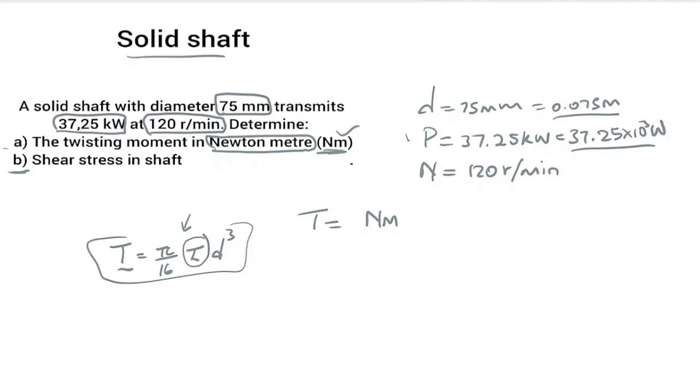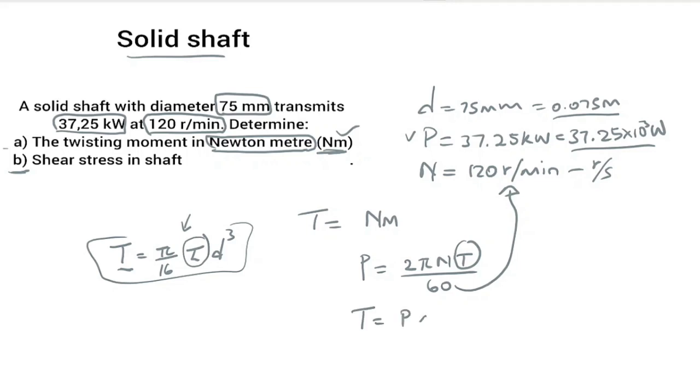Because here we've got the power, we must take the power formula. Power is equal to 2 pi times the rotational speed and the torque that we're looking for, divided by 60. This 60 is for converting the rotational speed into revolutions per second. So we'll make the torque the subject of the formula. Torque is equal to power times 60 divided by 2 times pi times the rotational speed.